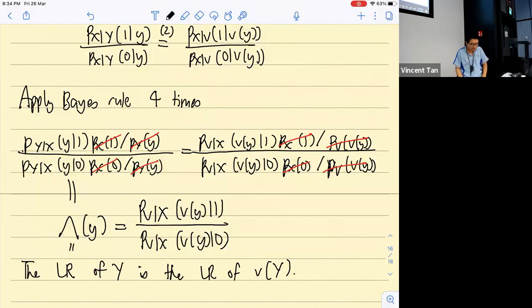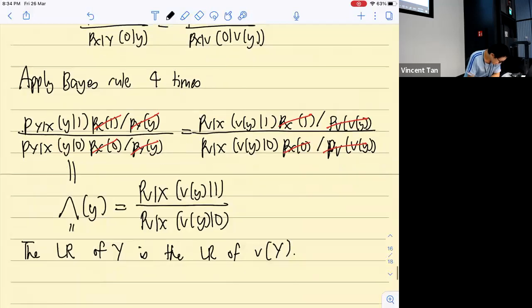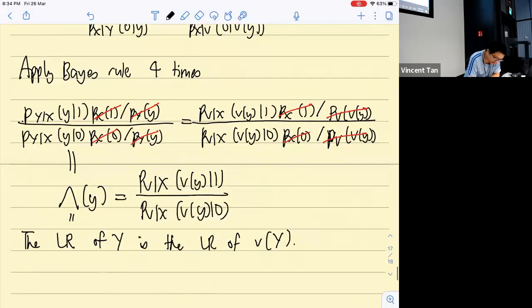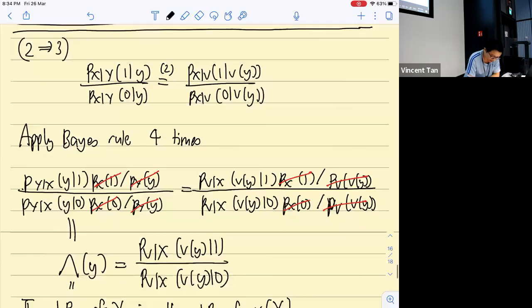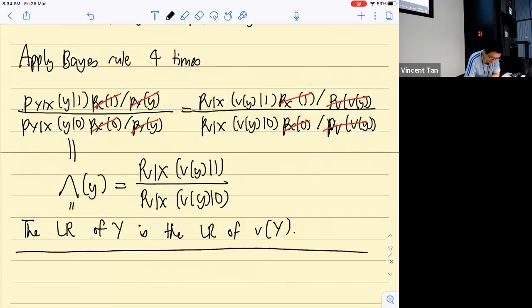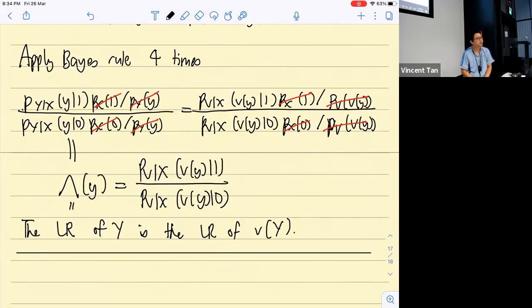And why here is it important for the priors to be positive? Because we are cancelling. We cannot cancel 0 by 0. So this is 2 implies 3, and this is done. Finally, we do 3 implies 1.